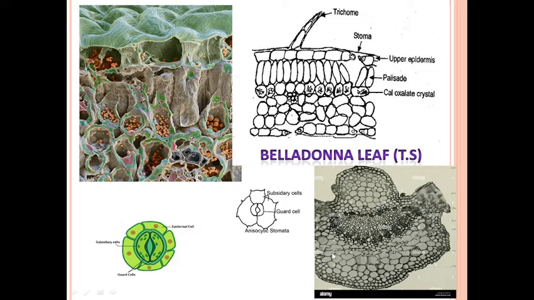They are looking pink in color, and that mesophyll tissue contains calcium oxalate crystals, microspheroidal calcium oxalate crystals. Stomata are of two types, anomocytic and anisocytic stomata, and they are present. So this is about the microscopy of belladonna leaf.